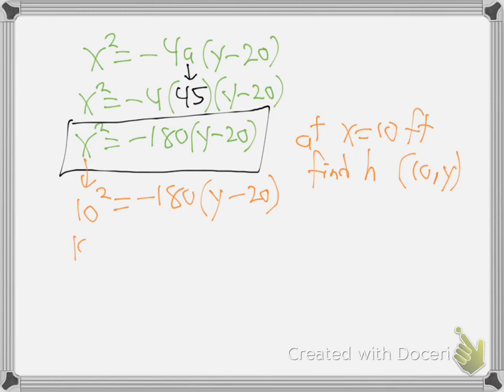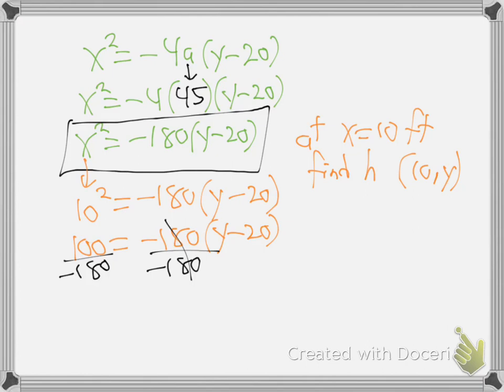So, there we go. That's going to be 100 is minus 180 times y minus 20. How do we solve for y there, the height? Add 180 to this. No, you have to divide. Yeah, I got to divide it. Divide by minus 180. And I think you get minus 0.5555 forever, right?